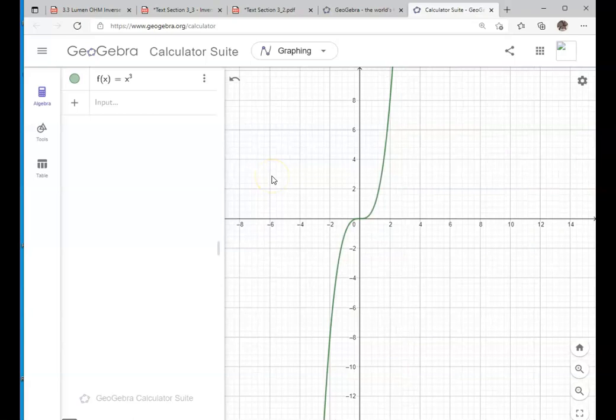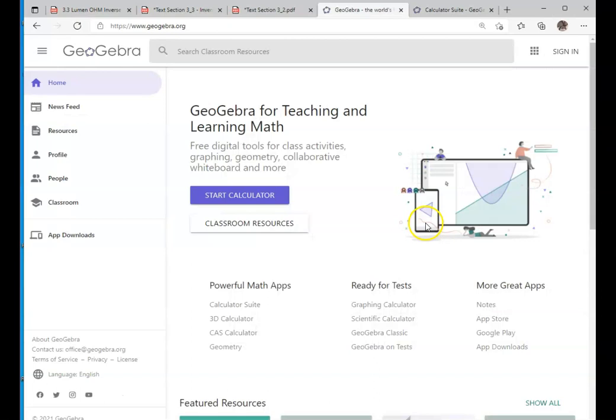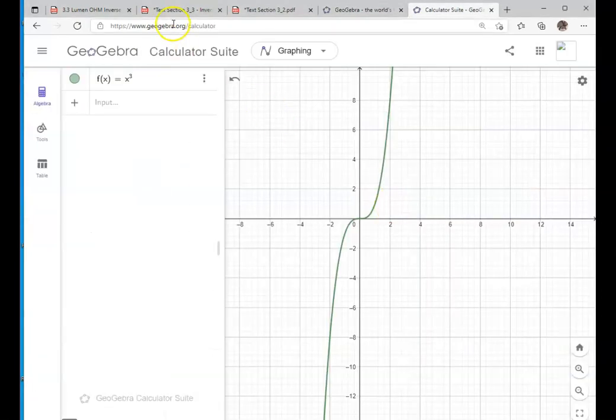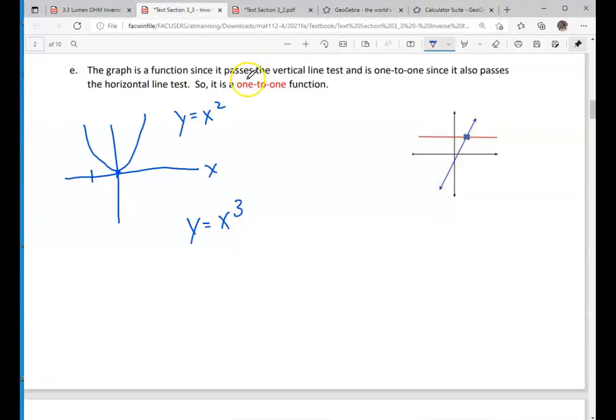What do you think? Let's do the horizontal line test. Yep, it only hits one place horizontally. Vertical line test. So yes, x cubed is one-to-one. So back here in our little practice, x cubed, let's go ahead and graph it. We can either graph it by hand or go to GeoGebra or some other calculator. And I see, okay, horizontal line test passes, vertical line test passes. So yes, that is one-to-one.